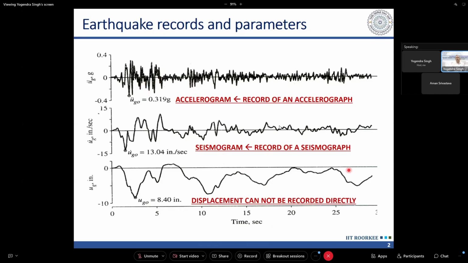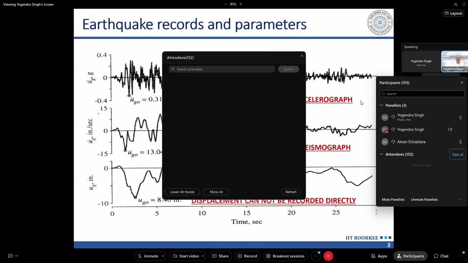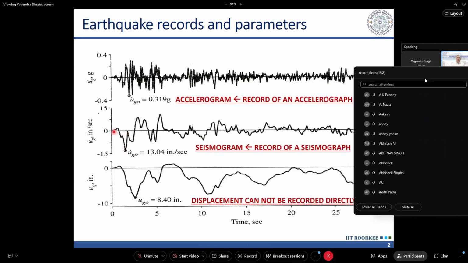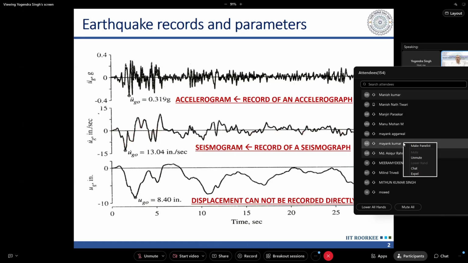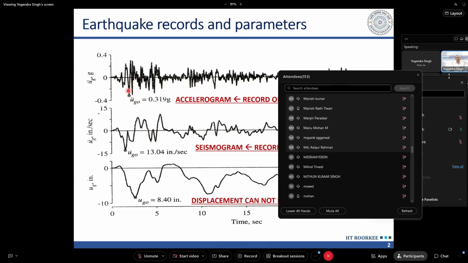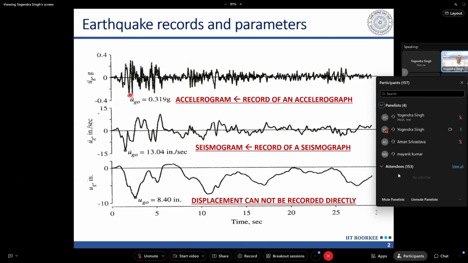Now, another type of instrument which we use in earthquake recording is the seismograph. The record of a seismograph is called a seismogram, and this is a record of velocity. So the ground velocity at that location, if we plot, we will get a seismogram. The accelerogram is a plot of ground acceleration, and the peak value here, whatever is the maximum value we are recording, we call peak ground acceleration. This peak ground acceleration is one measure of intensity of ground shaking, and this we can obtain from the accelerogram.